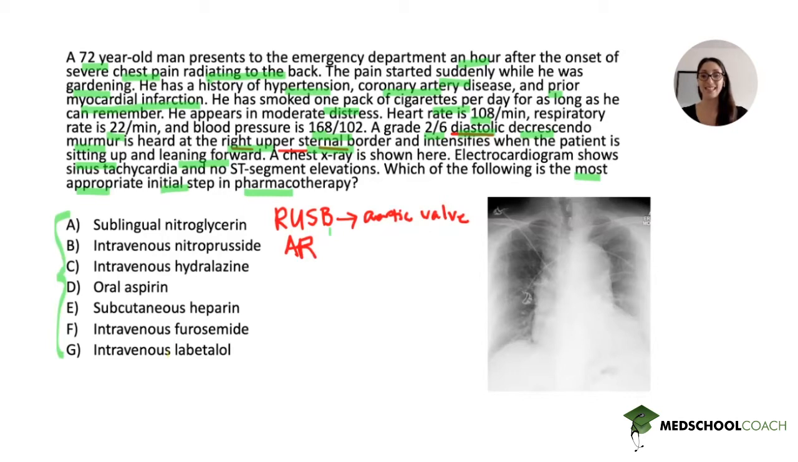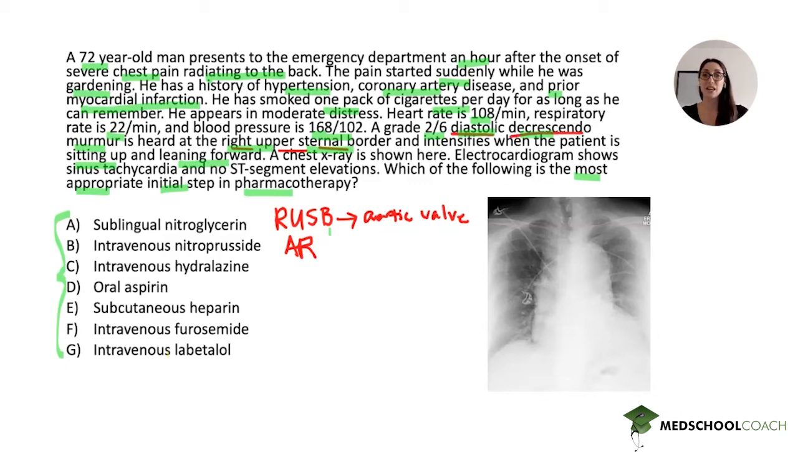And so what is the diastolic murmur that corresponds to the right upper sternal border? And so this is one of the more common murmurs that you'll be tested on. So you do need to know that aortic regurgitation is a diastolic murmur that's heard at the right upper sternal border. And it also has this quality of having this decrescendo quality.